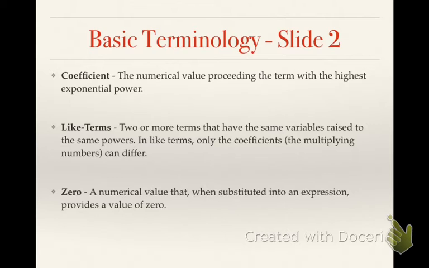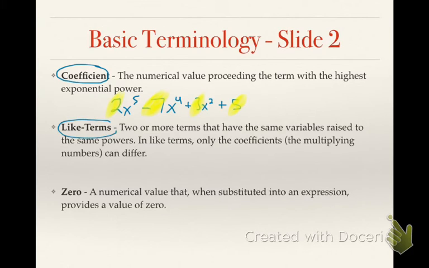Okay, now within expressions, you have things called coefficients. Coefficients are essentially the numerical value preceding a term. So if I had a polynomial like 2x to the 5th minus 7x to the 4th plus 3x squared plus 5, the coefficients are going to be the numerical numbers in front of each term. So the 2, the negative 7, the 3, and the 5. Those are all considered coefficients.